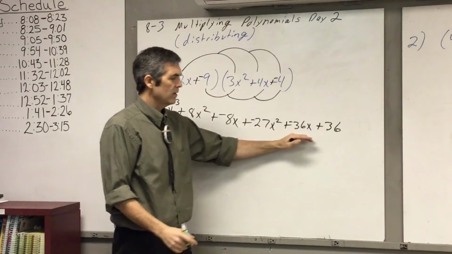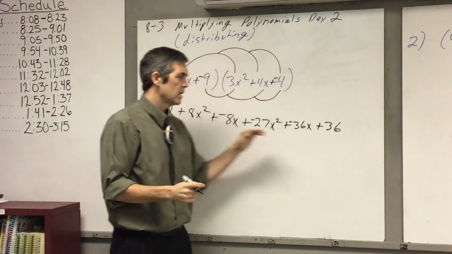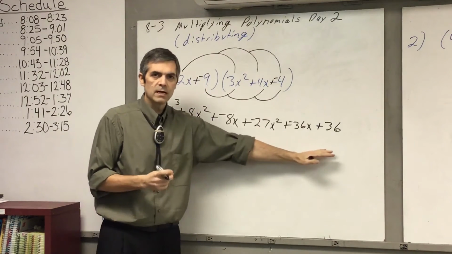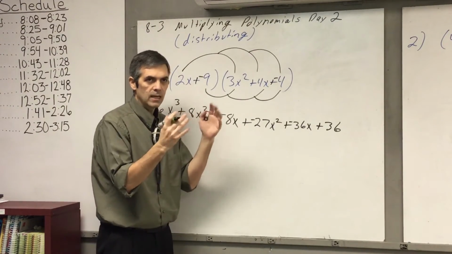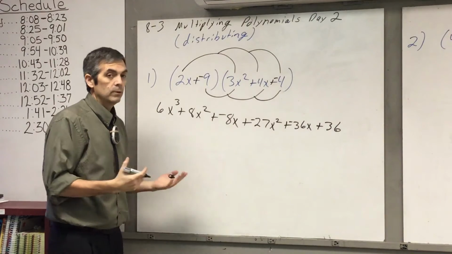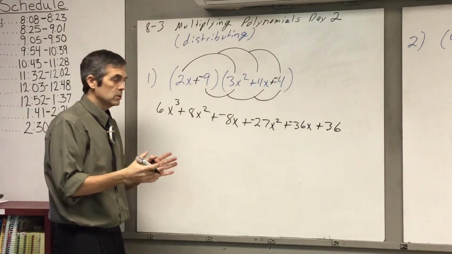Now look at all of this. Notice what you have in here. You have like terms that you need to combine. You cannot leave it in this form. It's not in its simplest form. So you've got to go through here and get your like terms together. Personally, I rewrite it so that I have my like terms together. It makes it a little bit easier.